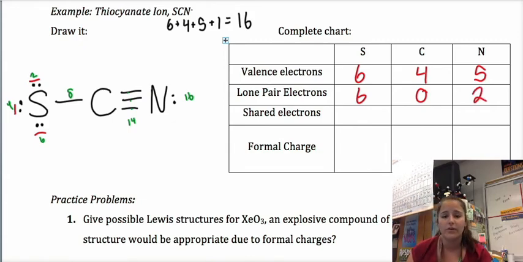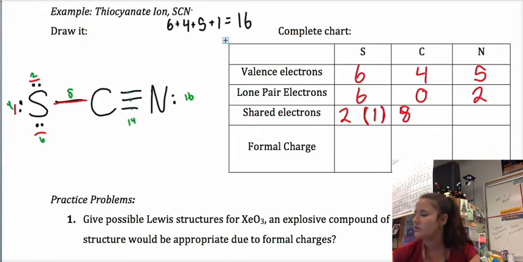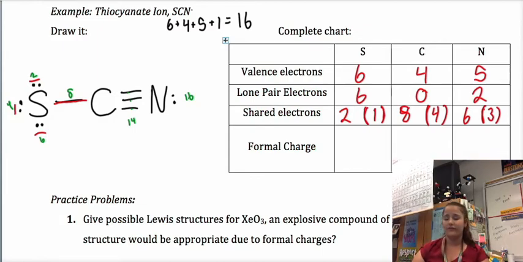Then we need to go for the shared electrons. Sulfur has 1 pair on it, so that's 2 electrons. But remember, we only count half of them, so we're going to count it as 1. Carbon has 8 electrons around it, 2 in each bond, so remember we're going to count it as 4. And nitrogen has 6, so we count it as 3. So then we can figure out the formal charges by just subtracting that.